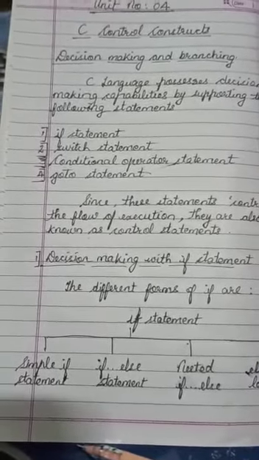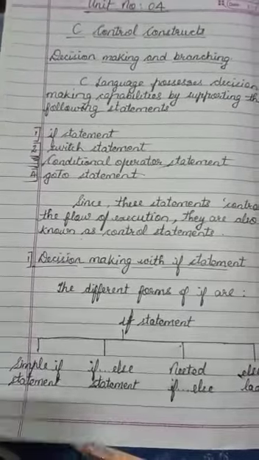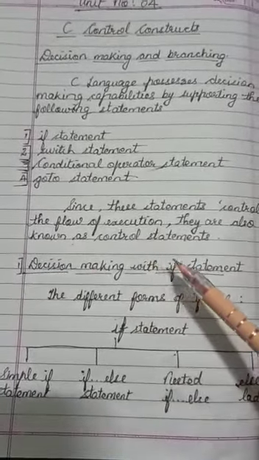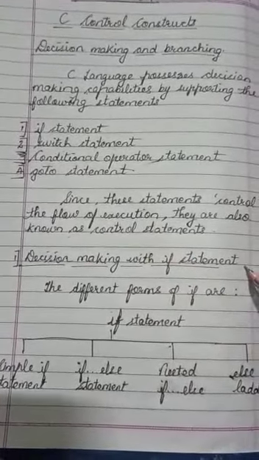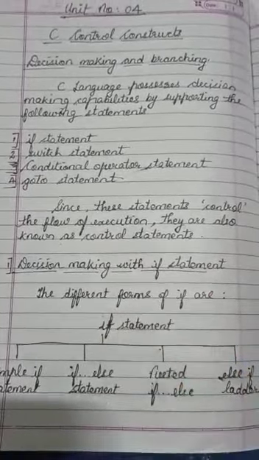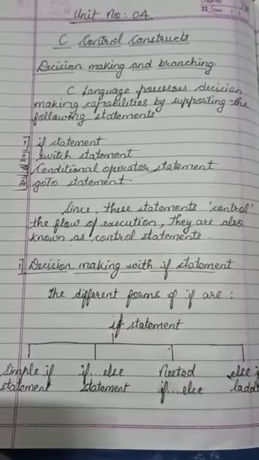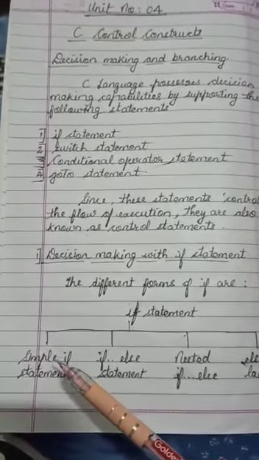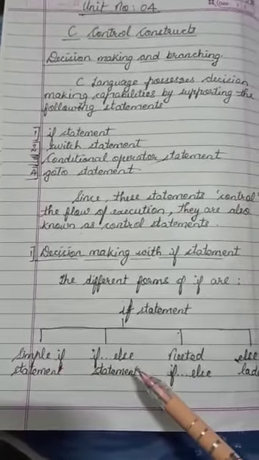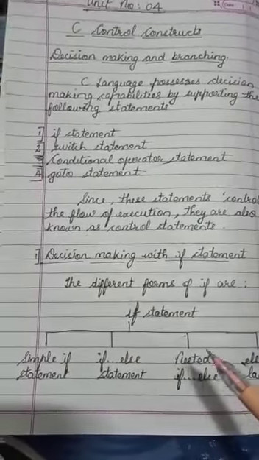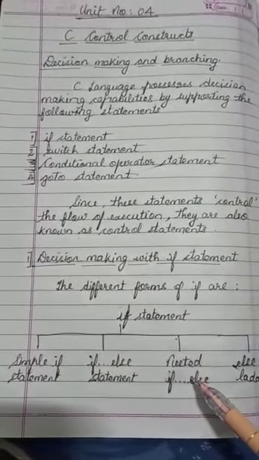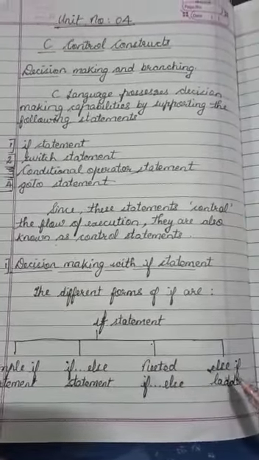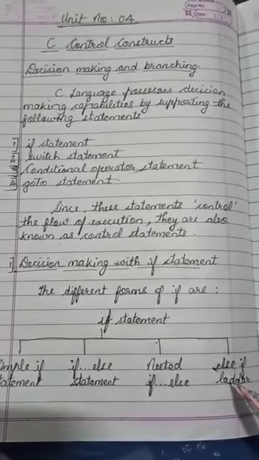Today, in this lecture, we are going to study decision making with if statements. The if statement has 4 different forms as shown in the figure. The first is the simple if, second is the if-else statement, third is the nested if-else statement, and the last one is the else-if ladder.